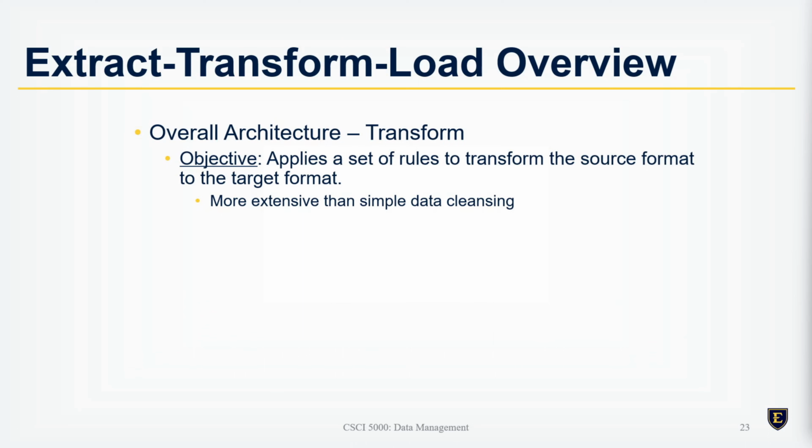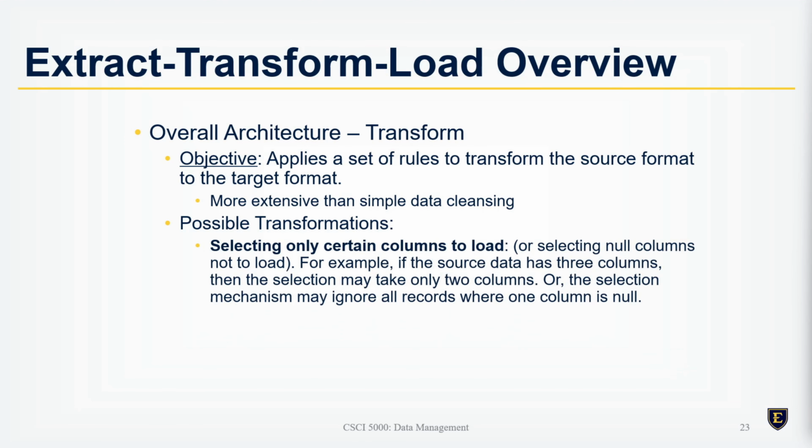So the objective of the transform process is to apply a set of rules to transform the source format to the target format. And it's much more extensive than simple data cleaning because you have a lot of different transformations that you can make on the data in the staging area. Selecting only certain columns to load, that might be something that you would do in a transformation. Or selecting null columns not to load. So if the source data has 3 columns, the selection may only take 2 columns, or the selection mechanism may ignore all records where the column is null.